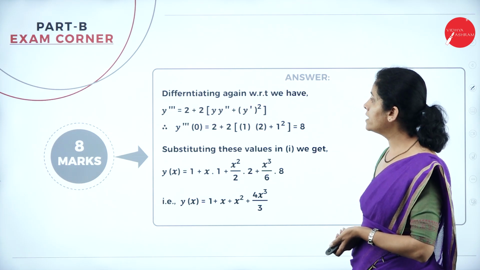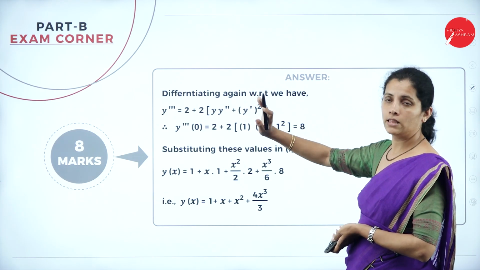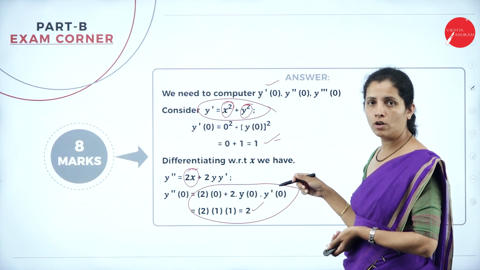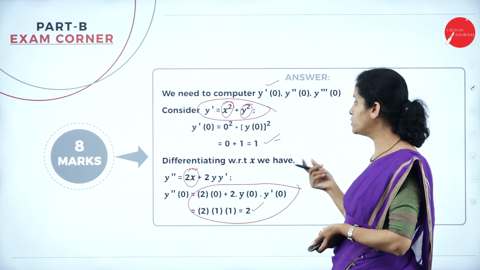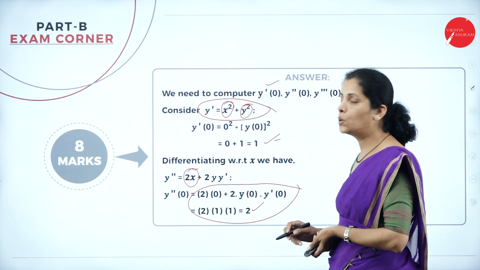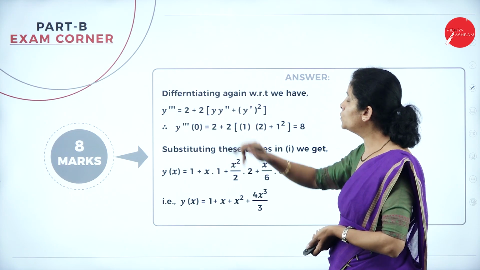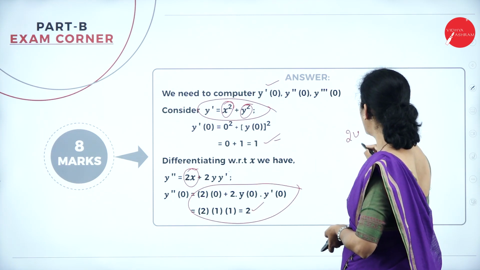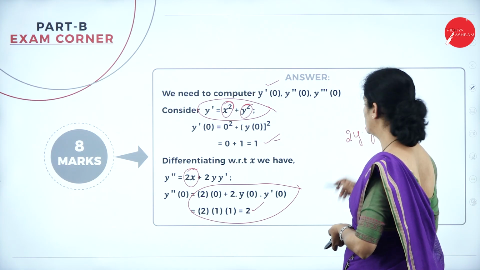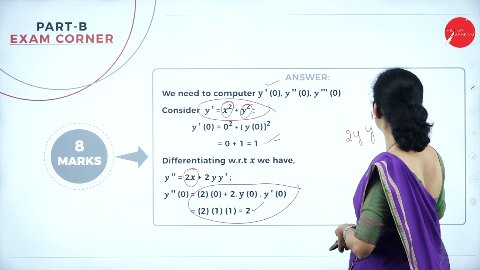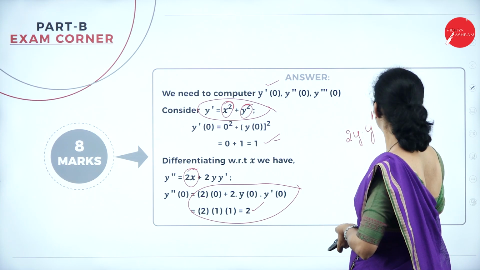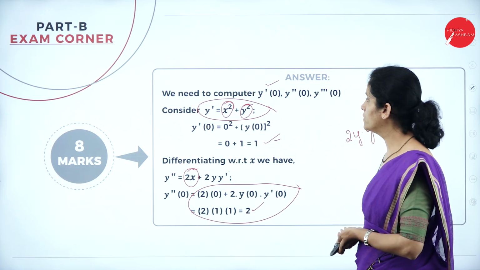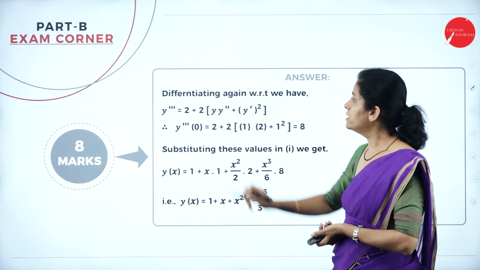Now I want to find out y triple dash. I want to differentiate with respect to x. So this 2x will become 2. Then 2y into y double dash, then 2y dash squared. Fine. See here, I'll write 2.